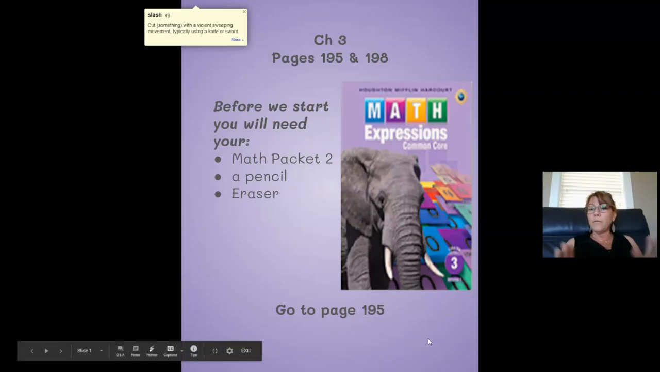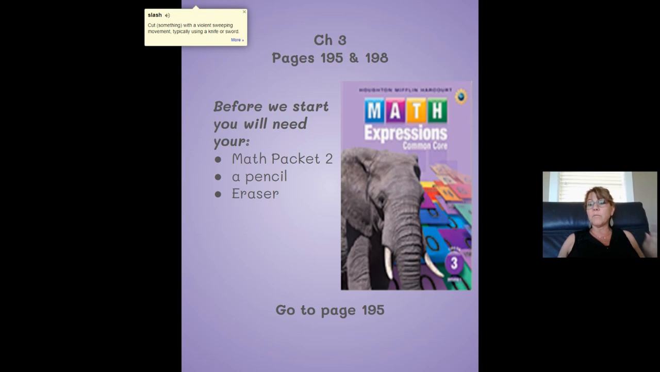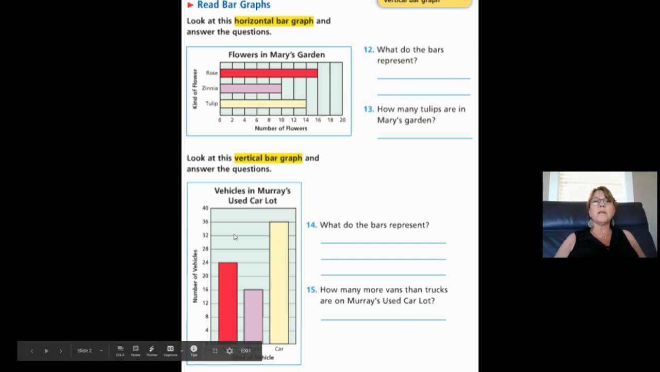Hi guys. We are going to look at another graph. This is bar graphs and it can be horizontal or vertical bar graphs. So we're going to take a look at both types. A horizontal bar graph goes straight across like the horizon.